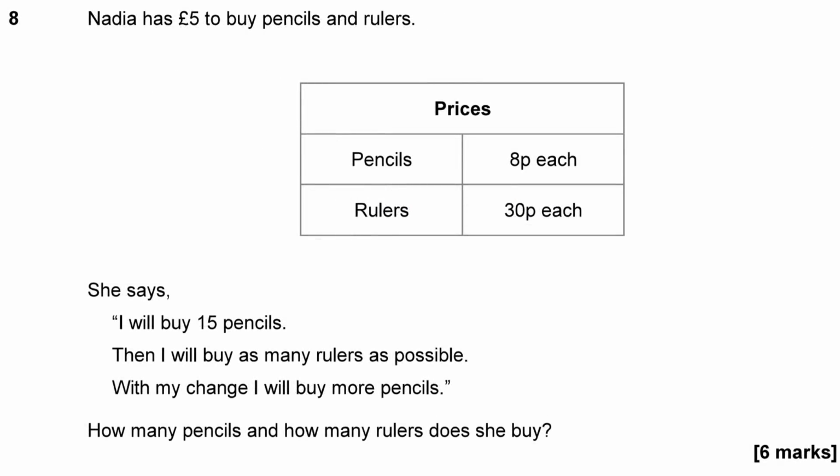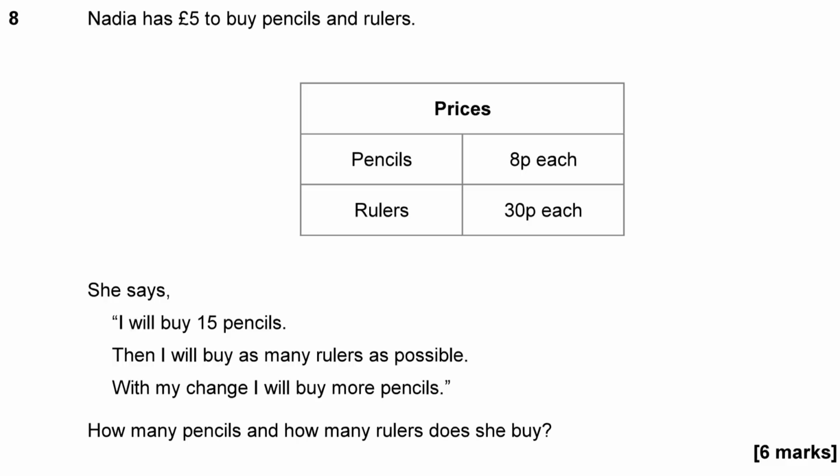Question 8. Nadia has £5 to buy pencils and rulers, and we can see that pencils cost 8p each and rulers cost 30p each. She says, I will buy 15 pencils, then I will buy as many rulers as possible. With my change, I will buy more pencils. Okay, so how many pencils and how many rulers does she buy? Let's go through this one step at a time.